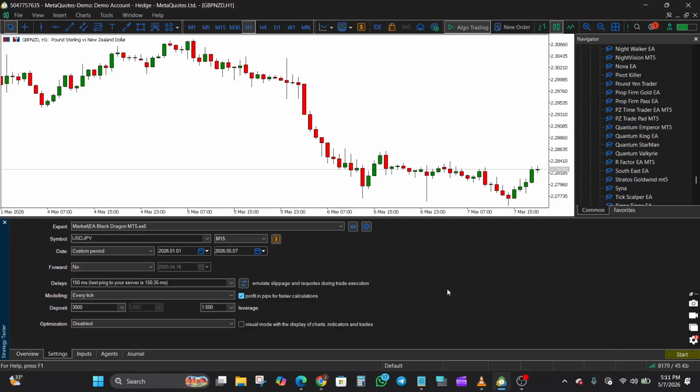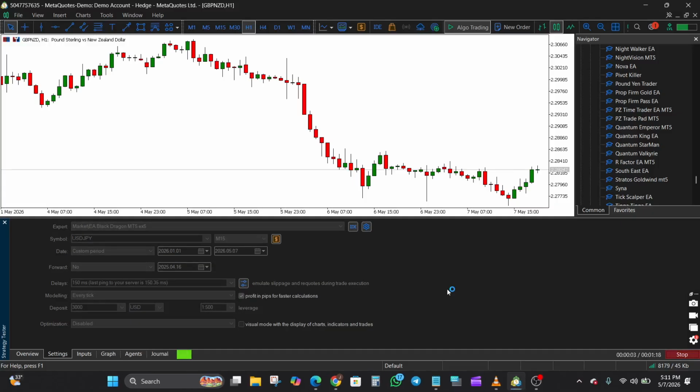All right, so let us see how this EA performed over 4 months and a week. All right, for this kind of EA, remember that longer backtests actually matter much more than short-term results. So even though we are testing over 4 months and a week, I will recommend that you actually test this EA over a longer period of time.